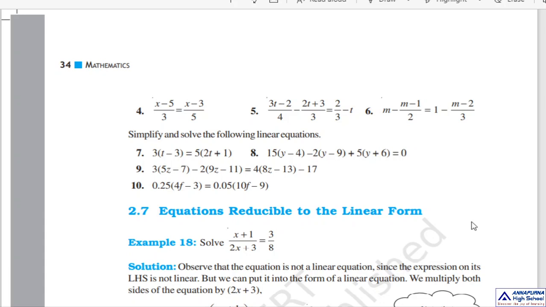Here the next concept is equations reducible to linear form. Observe example 18, solve x plus 1 by 2x plus 3 is equal to 3 by 8. When you observe this equation, it is not linear. Why? Because in this equation, in the denominator also, we observe a variable. That's why it is not a linear equation, but it is an equation, because here we have the equal to relation. So how to solve this type of equations?